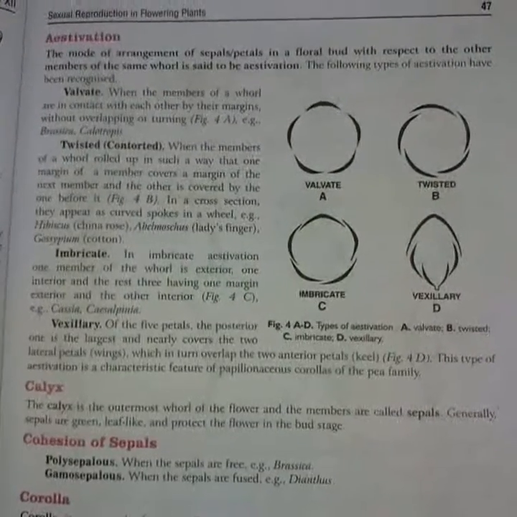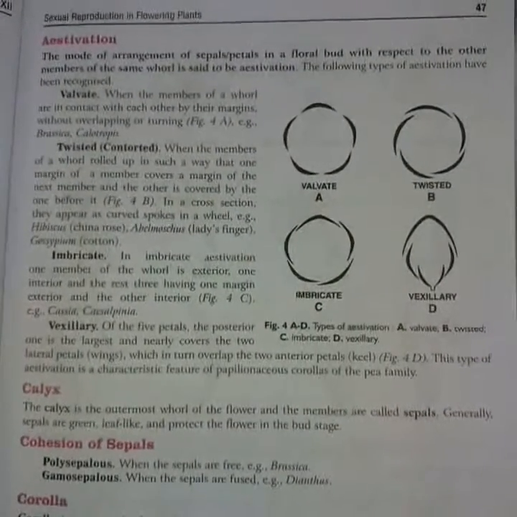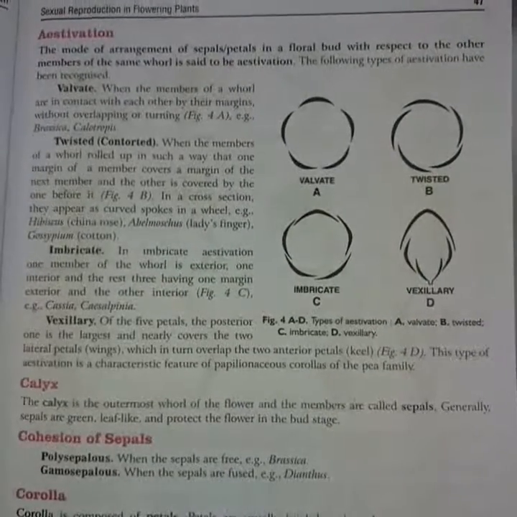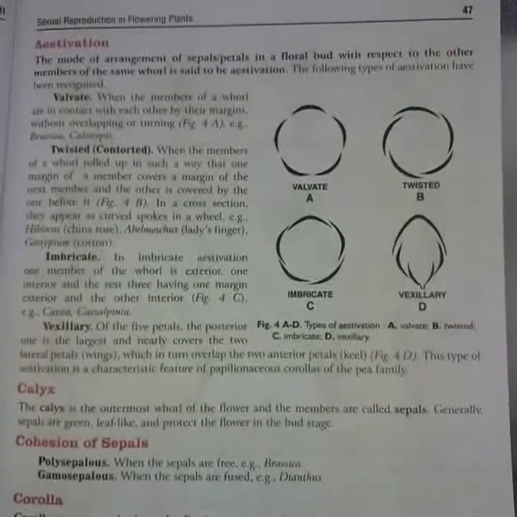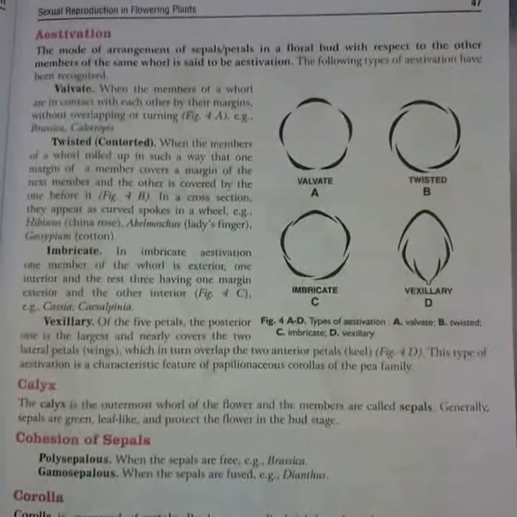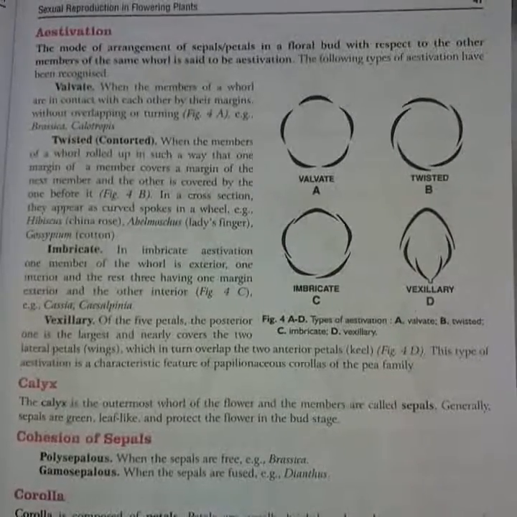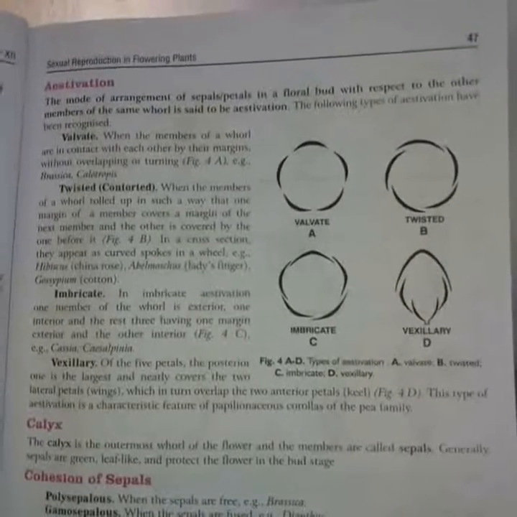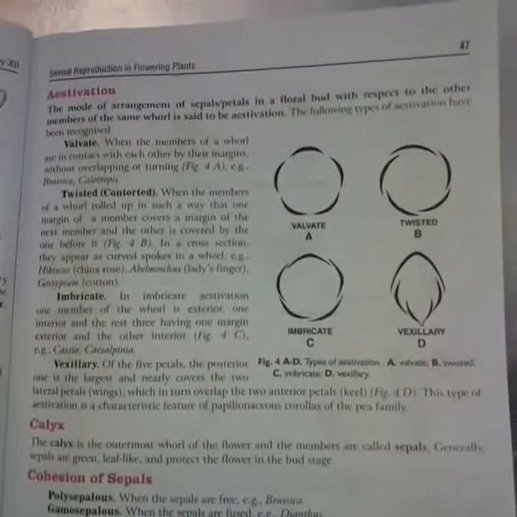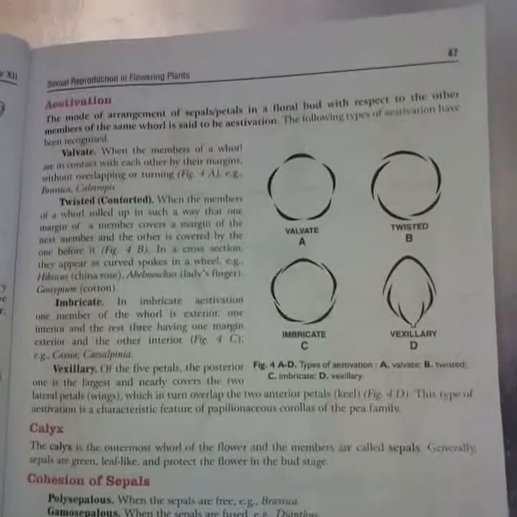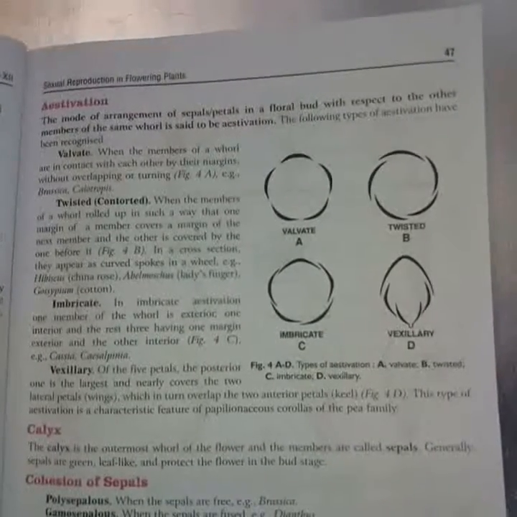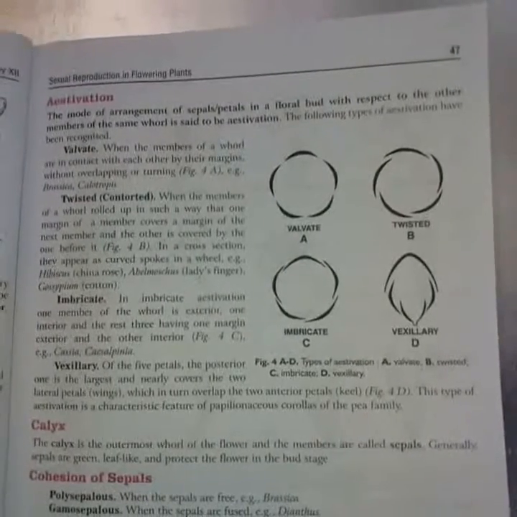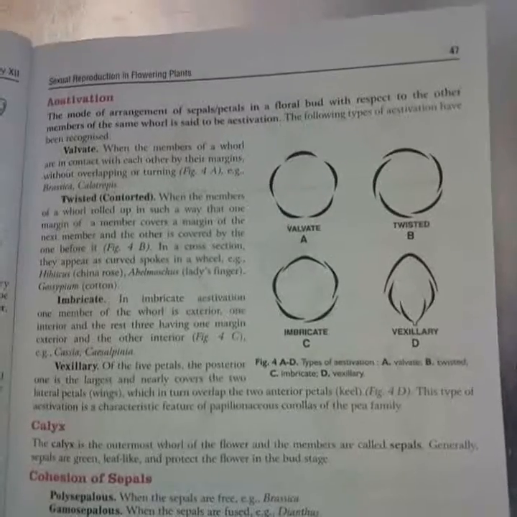Next is the estivation. The arrangement of sepals or petals in a floral bud or thalamus with respect to other members of the same whole is called estivation. So the mode of arrangement of sepals and petals in a floral bud or thalamus with respect to the other members of the same whole is called estivation.